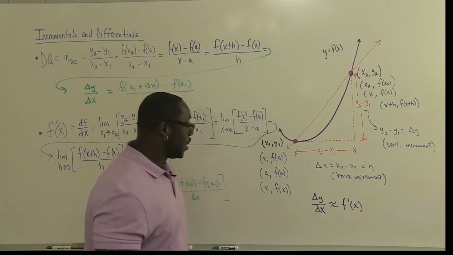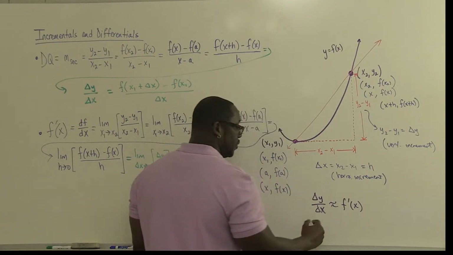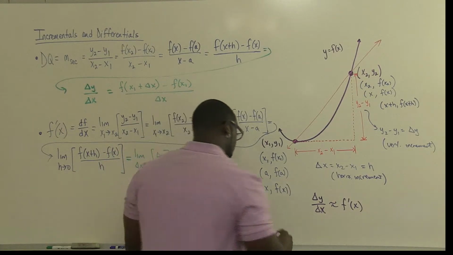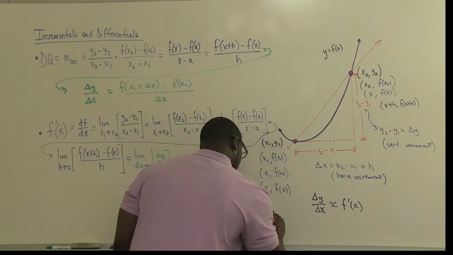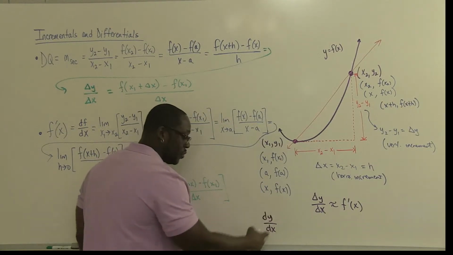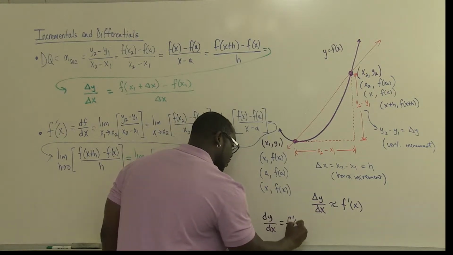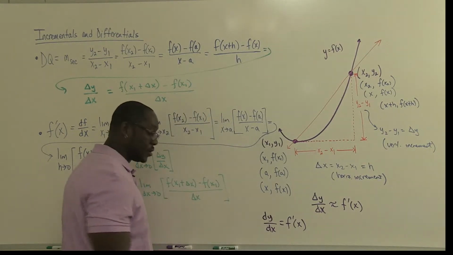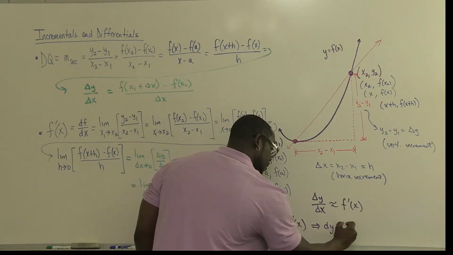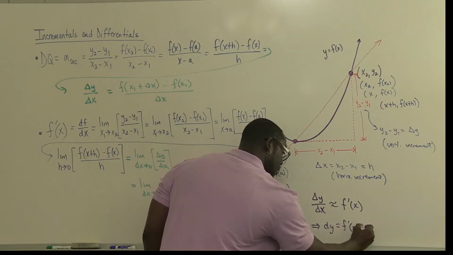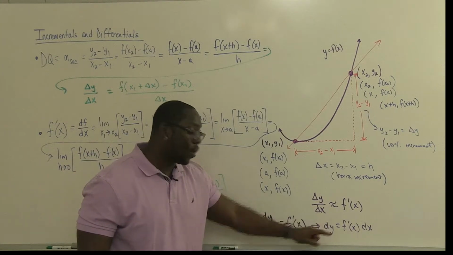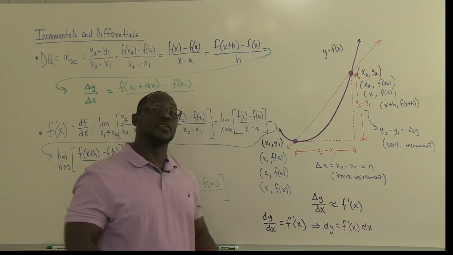Okay? And so from here, if we wanted to get a good idea of what the differential would be, we note that delta y by delta x, or the derivative of the function y with respect to x, is equal to f prime of x. And so from that, we could say this. Okay? Now, this dy that we see here is what's called our differential.